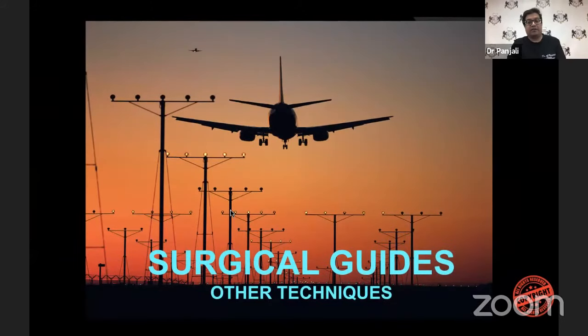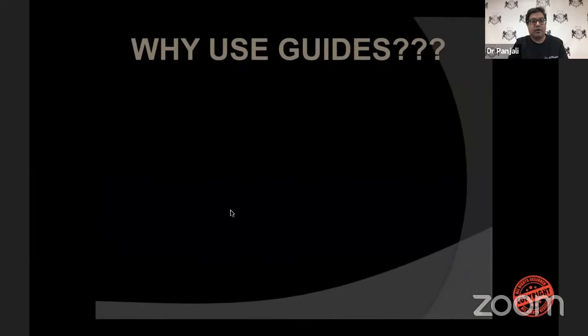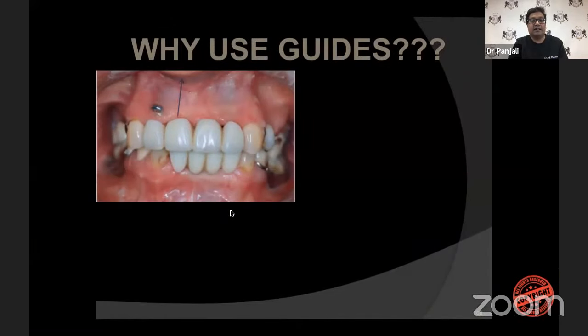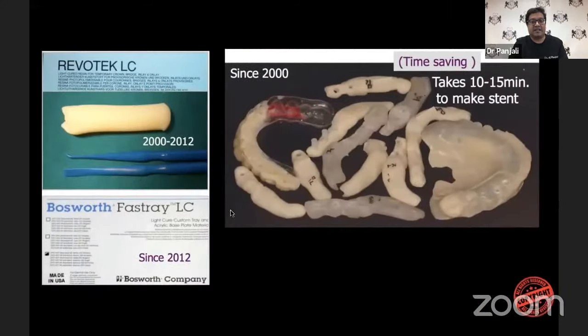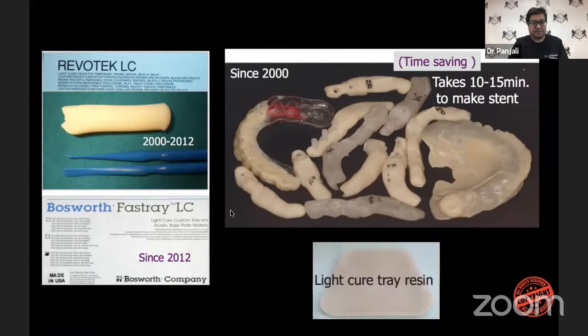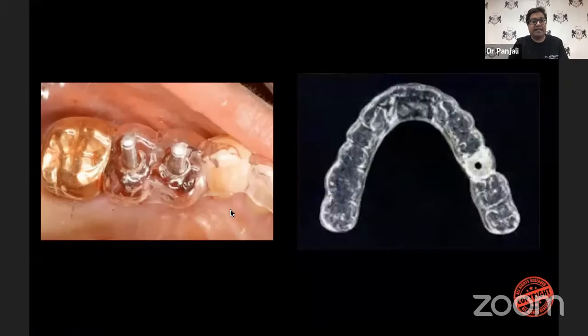Now, everybody talks about surgical guides, so I'm going to give you a quick review of surgical guides. Why are we using surgical guides? Well, the number one reason is so that we don't get cases like this. What can we do in office? Well, we can do a suck down. We can use light cured resins like Rebotec, and we can make nice trays.